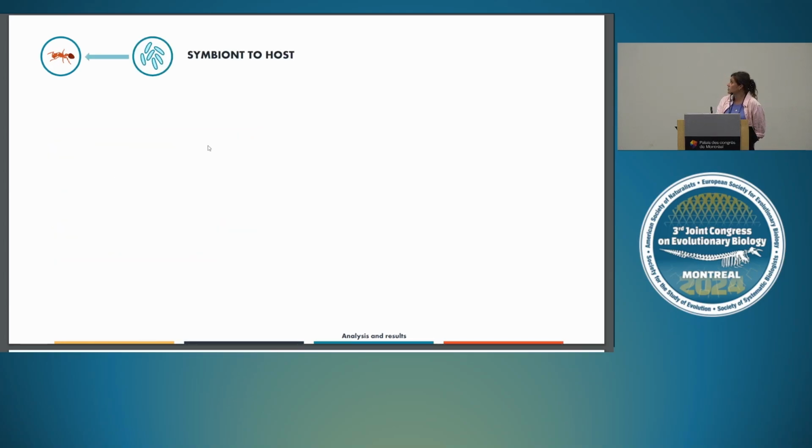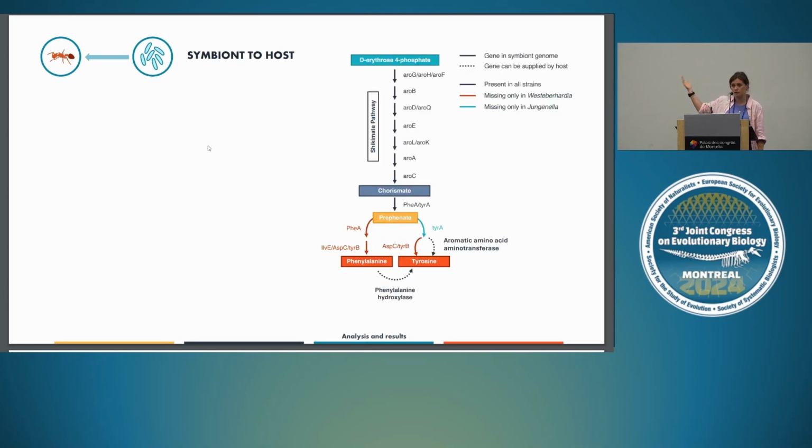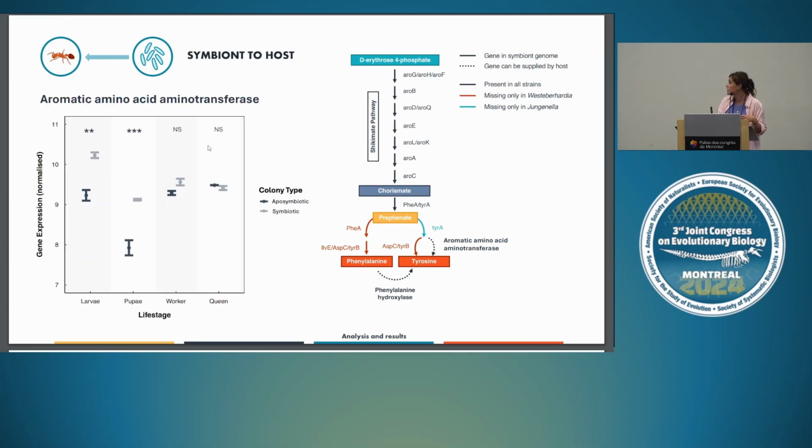So moving on then into looking at what genes might tell us a bit about what the symbiont is providing the host. Going back to that process that the symbionts can do, this shikimate pathway for producing tyrosine. As I said before, all the symbionts can produce a precursor to tyrosine, but they need a host gene in order to finish that reaction and produce tyrosine. That gene is the aromatic amino acid aminotransferase, and actually what we found was that this was significantly more highly expressed in symbiotic larvae and symbiotic pupae, and then not significantly differentially expressed in the workers and the queens.